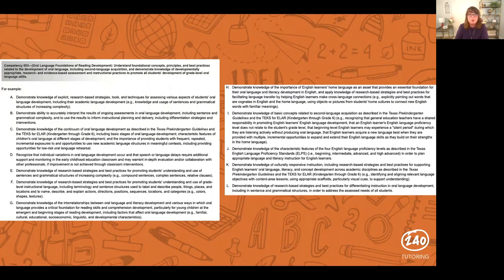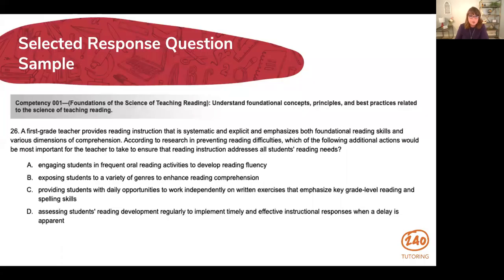So again, these are the ones in the preparation manual that do not have the rationales, okay? So this first sample is from Competency 1, and it says, a first grade teacher provides reading instruction that is systematic and explicit and emphasizes both foundational reading skills and various dimensions of comprehension. According to research in preventing reading difficulties, which of the following additional actions would be most important for the teacher to take to ensure that reading instruction addresses all students' reading needs?